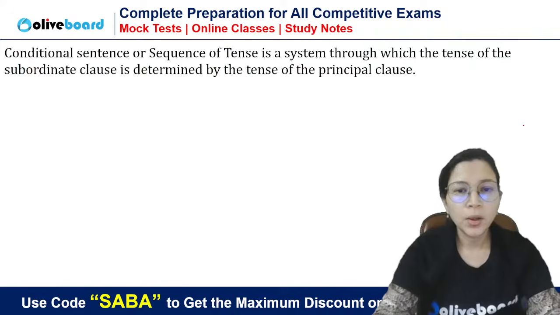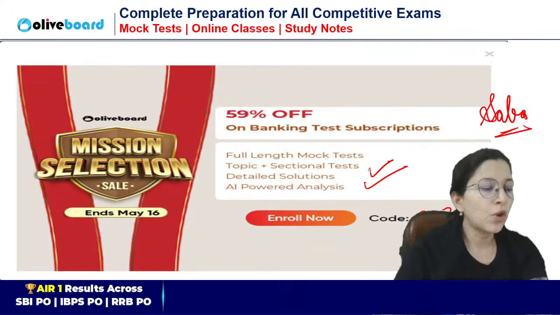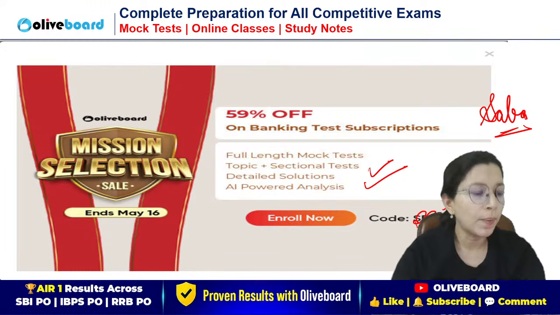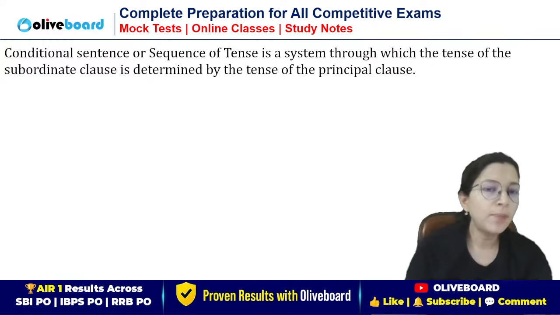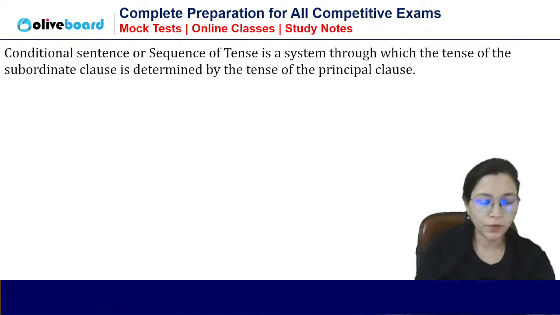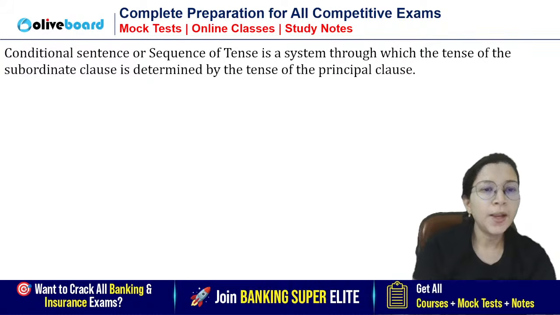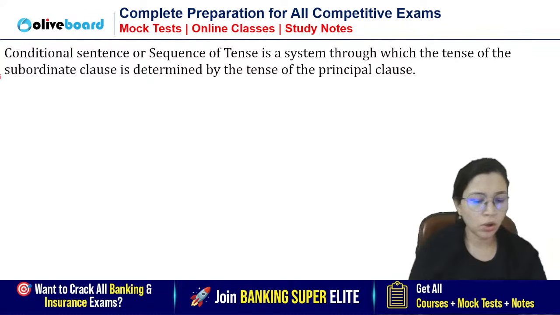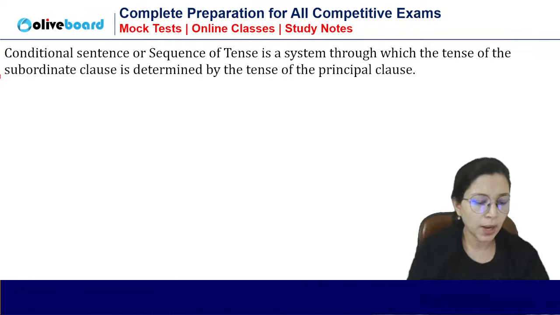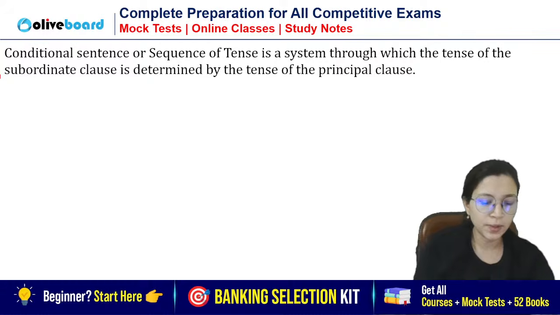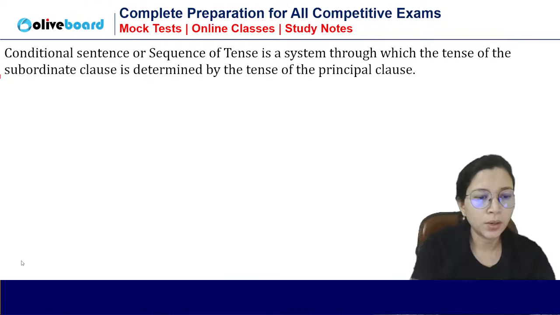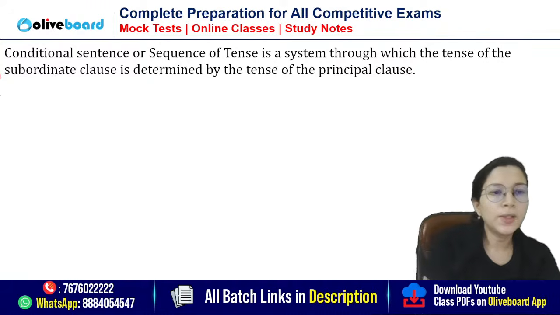See, first of all, you have to understand what a conditional sentence is. Actually, this topic has multiple names. The same topic is also called sequence of tenses. Either you call it conditional sentence or you call it sequence of tenses, they both are the same, different names of the same topic.